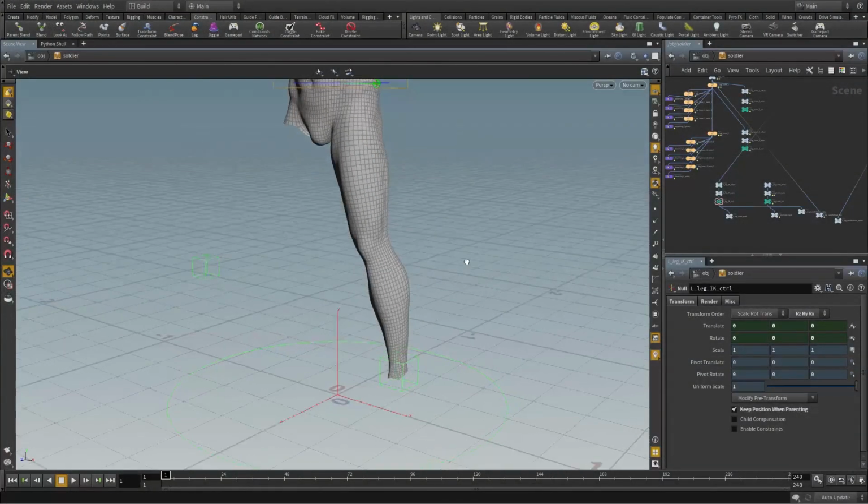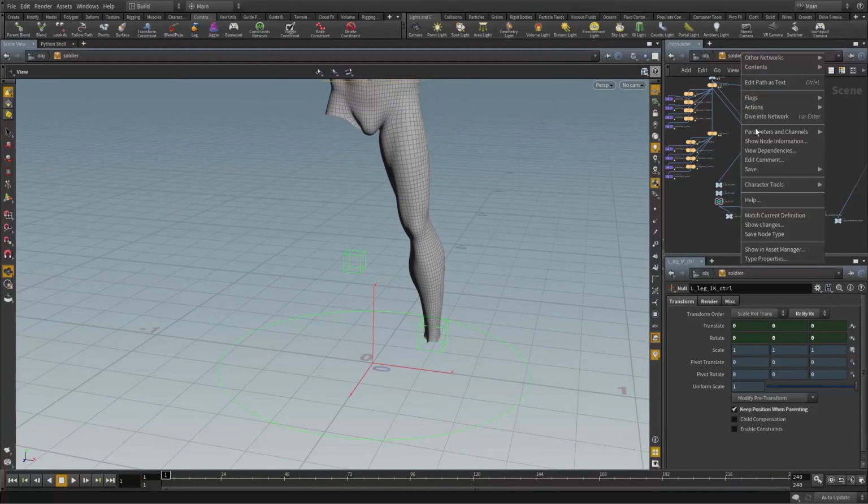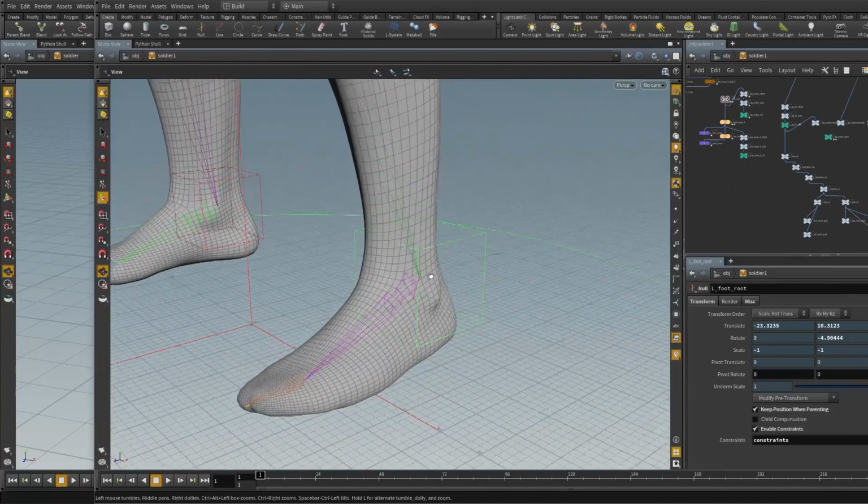In this video, we'll be building our foot rig. In addition, we'll be mirroring the parameters and all of the nodes for our left leg and left foot over to the right-hand side. So a quick overview of the foot we'll be building.